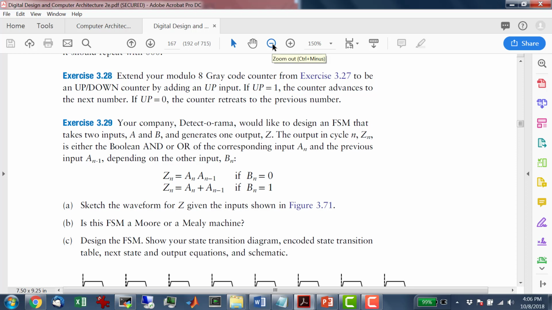Okay, so how would we design the finite state machine for this? Well, it turns out the states themselves are kind of simple. There's only two states in this system. There's one state corresponding to old A was 1, and there's another state which is old A was 0. So there's just two states.